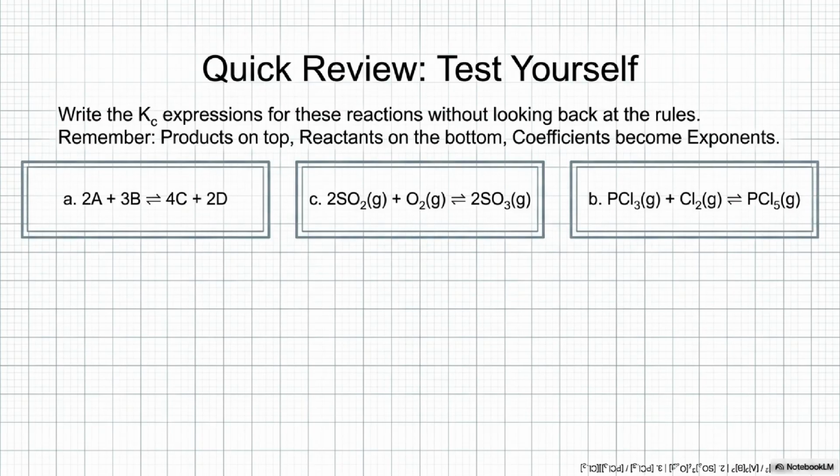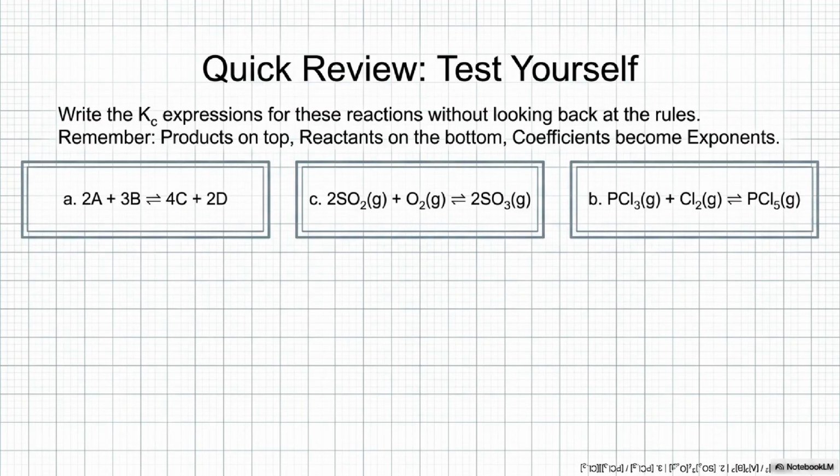The first hypothetical model equation is 2A plus 3B, reversible arrows, 4C plus 2D. Building the blueprint on the fly. Products on top. That's C and D. The coefficient for C is a massive 4, so it becomes C to the 4th power. The coefficient for D is 2, so it's D squared. The numerator is C to the 4th times D squared.